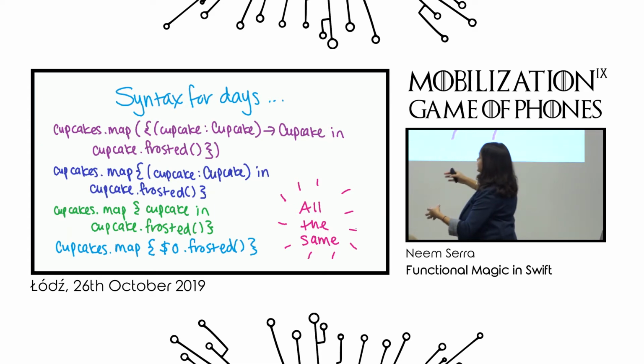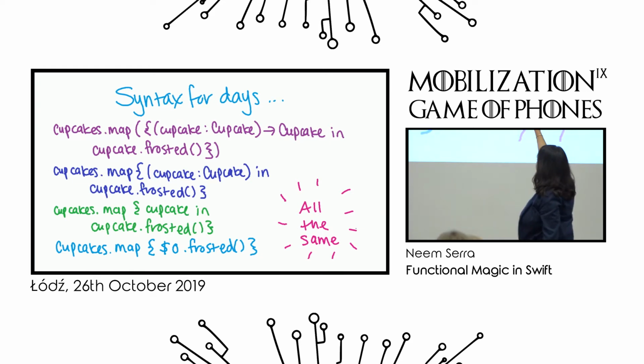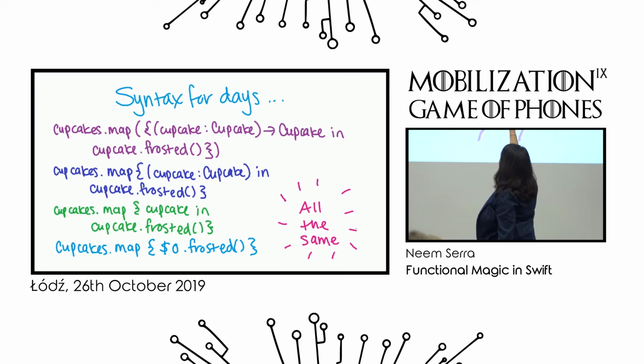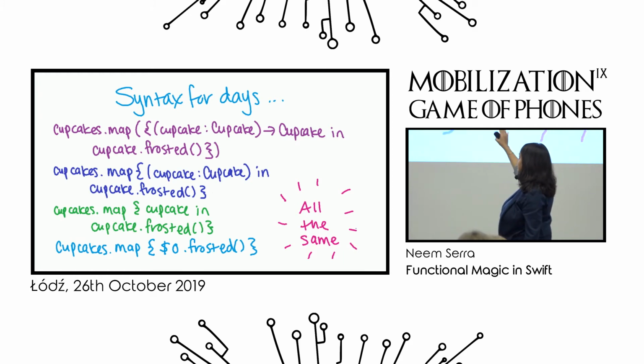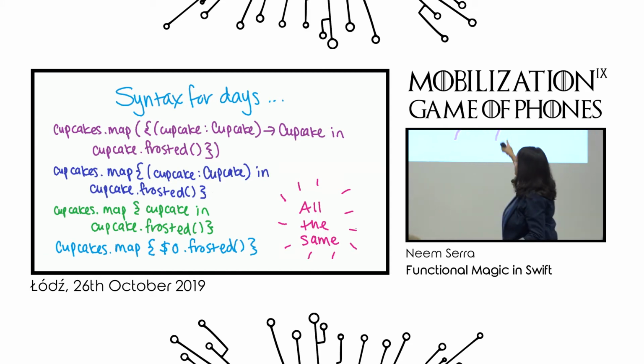So basically a map function takes a function in it. You could see the input is called cupcake, and it's of type Cupcake, and it returns something that is of type Cupcake. And then you have the keyword in, and then you have the actual part of the function that you want to do. So in this case, we're going to frost each of the cupcakes. Swift is ridiculously smart, right? So it knows, hey, I know that when you frost a cupcake, you're returning something of type Cupcake. So we don't have to have that arrow Cupcake in there.